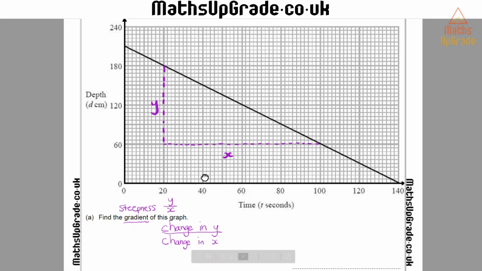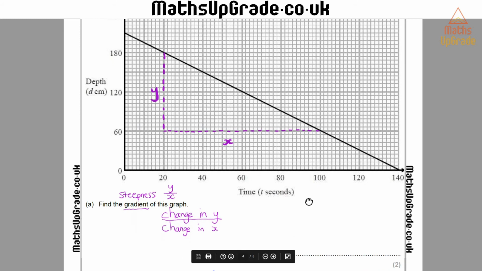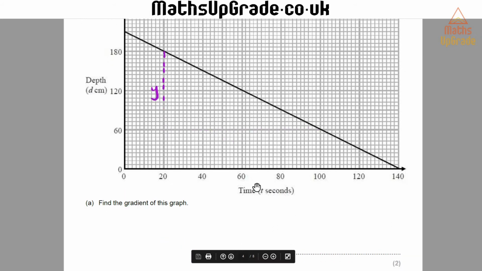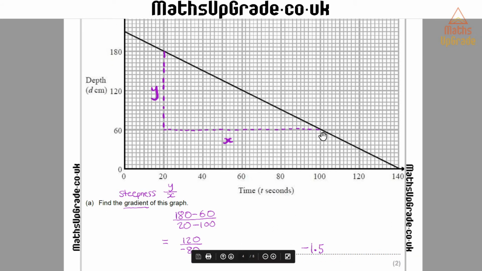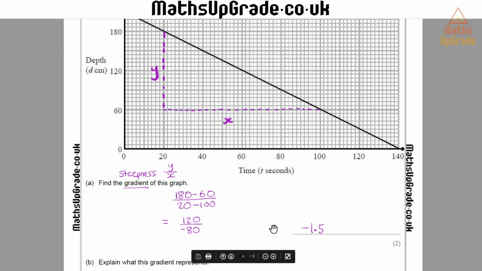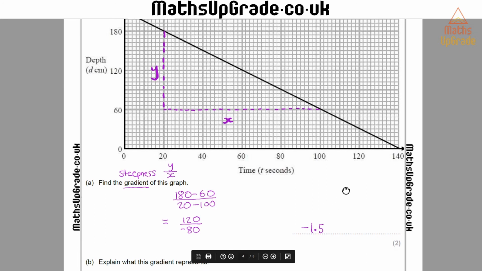So the gradient is the steepness, it's how steep the line is. First of all, you can see it's negative, it's going down, so it's going to be a negative value. And it's the change in y divided by change in x. So the change in y, it goes down from 180 to 60, so that's a drop of 120. And the x goes from 120 to 40, so that's again a drop of 80. Since it's negative, when I divide these two numbers, I'll put a negative sign in front, and that's 1.5. So negative 1.5 on the calculator, and that's 2 marks.